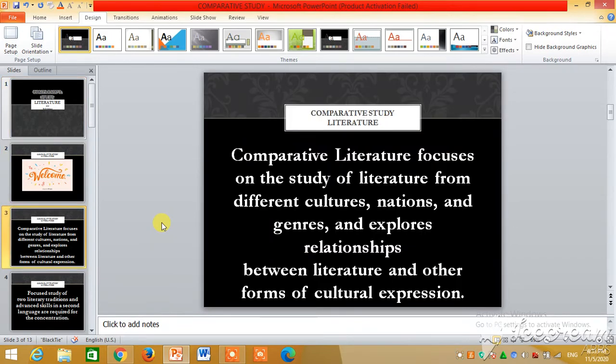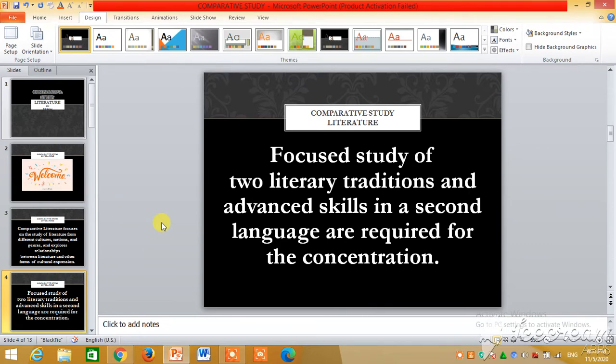Comparative study literature. Comparative literature focuses on the study of literature from different cultures, nations, and genres, and explores the relationship between literature and other forms of cultural expression. Focused study of two literary traditions and advanced skill in a second language are required for the concentration.